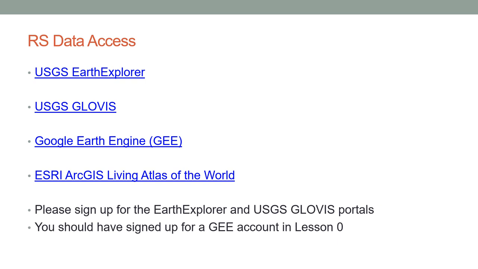Landsat imagery and other publicly available remotely sensed data are available at the sites I have listed here. Please sign up and get an account on the USGS Earth Explorer website and the USGS GLOVIS, which stands for Global Visualization Server, portals. Also, please request trusted tester access to Google Earth Engine, as you are supposed to do in Lesson 0, by clicking the sign up icon on the top left of the Google Earth Engine main page. It is preferred that you sign up on Google Earth Engine with a Gmail address.